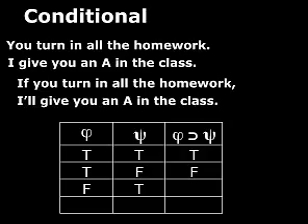Well, no, I didn't lie. I may have left out some information. Maybe I just give everyone an A, right? So it's true that if you turn in all the homework, I'll give you an A. It's also true that if you don't turn in all the homework, I'll give you an A. Maybe it's also true that if you turn in half of the homework, I'll give you an A, because I just give everyone an A no matter what. But even if I give everyone an A no matter what, it's still true that if someone turns in all the homework, I will give them an A. So the conditional is still true in that situation.